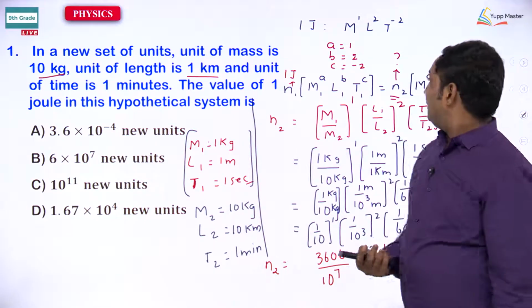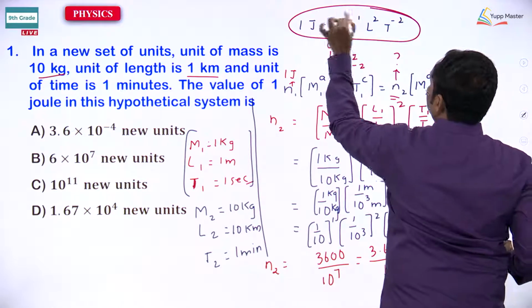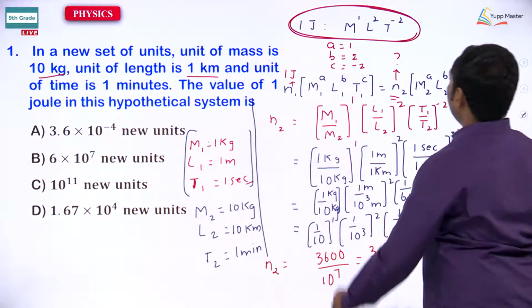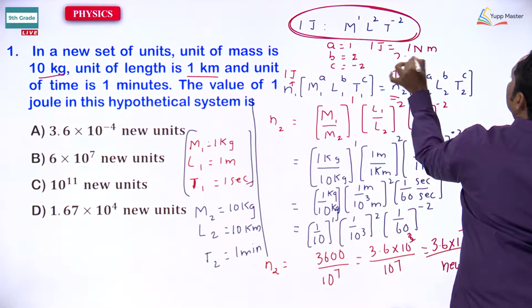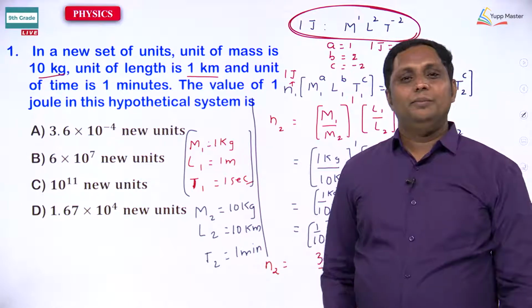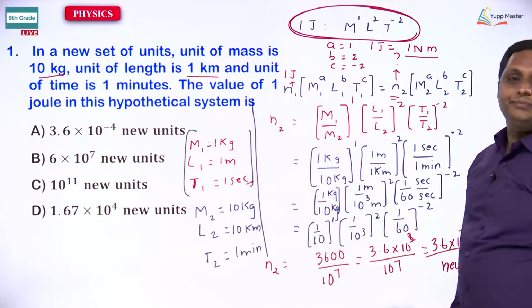But while you solve the problem, you need to know this representation. How has it been obtained? 1 joule is equal to 1 Newton meter. So, if you take 1 Newton as 1 kg meter per second square, finally you obtain that value. Okay, let us go for another one.